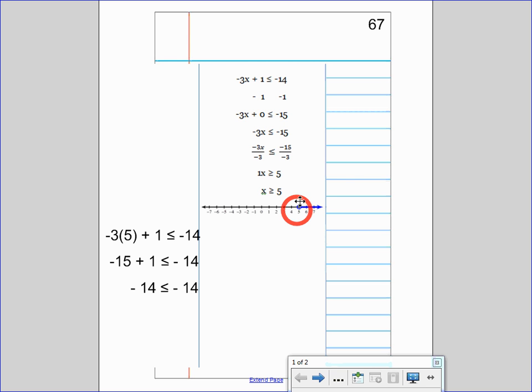All right, let's check the line now. How do we check the line? We pick a value on the line, say 6 or 7. In this case, we'll pick 6. Let's see if it works. Plug in 6, do the math. We get negative 17 is less than or equal to negative 14. Is that true? Yes, it is. That means that we have not only solved it correctly, we've also graphed the solution correctly on the number line.